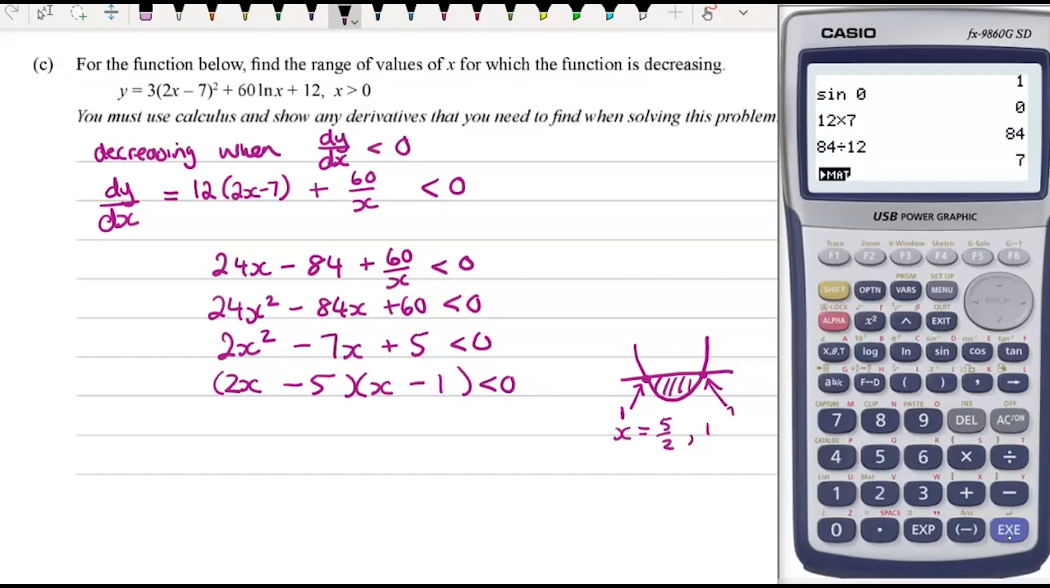So this will be the 1, this will be the 2.5. So for when that parabola goes below the 0 line, that will happen in between those two values. So x needs to be between 1 and 2.5.